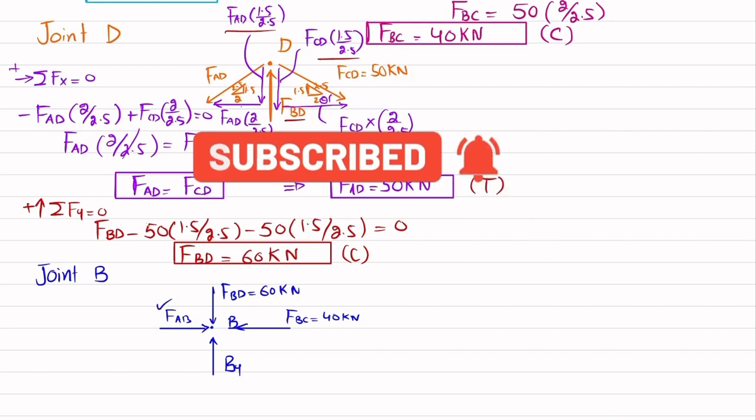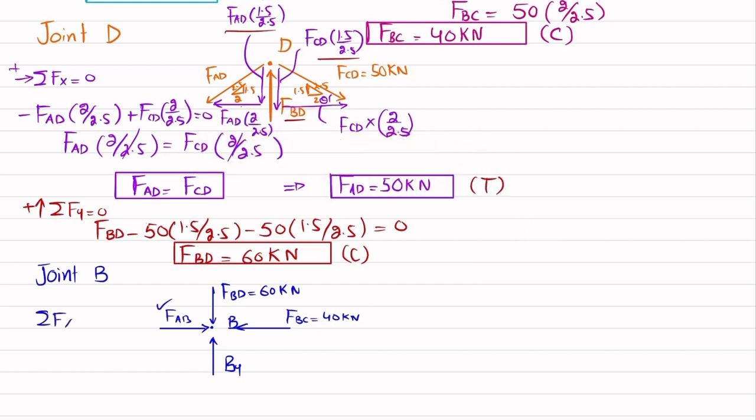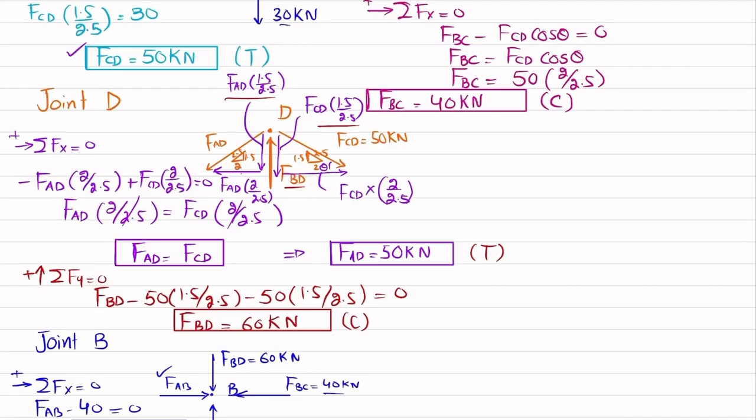So we will apply the equation of equilibrium, that the sum of all forces along the x direction must be equal to 0, and force toward the right is positive. So FAB minus FBC, which is 40, is equal to 0. So it means that FAB is also equal to 40 kilonewton. And you can see that FAB is toward the right direction.